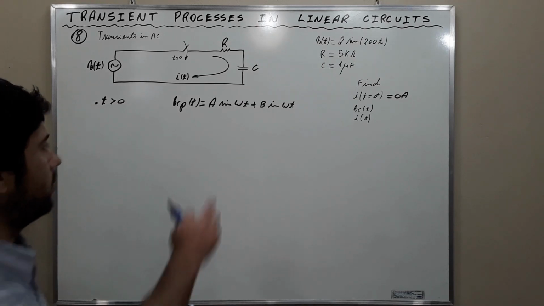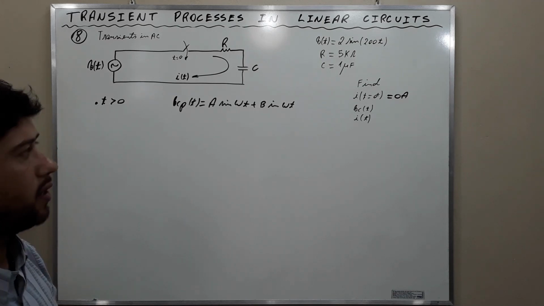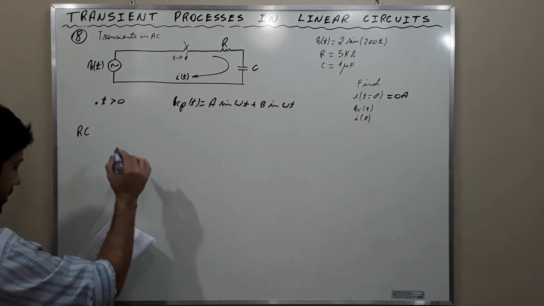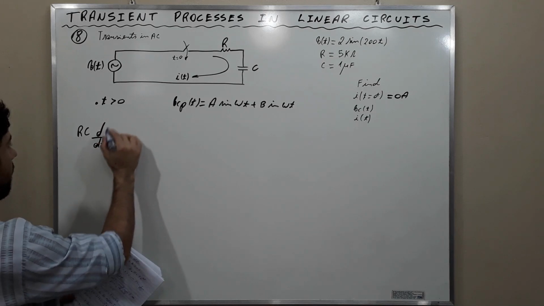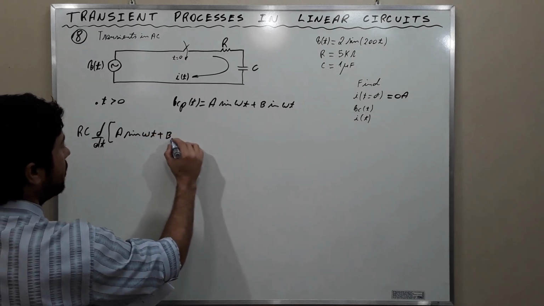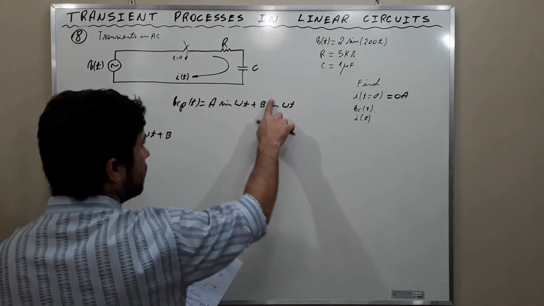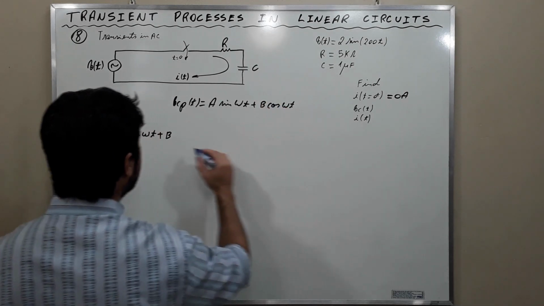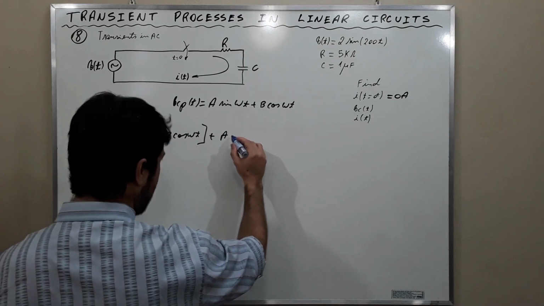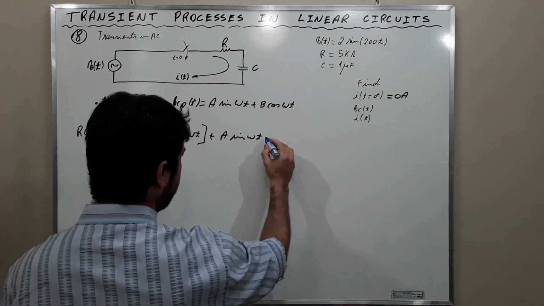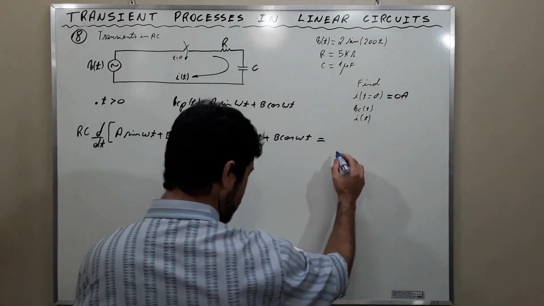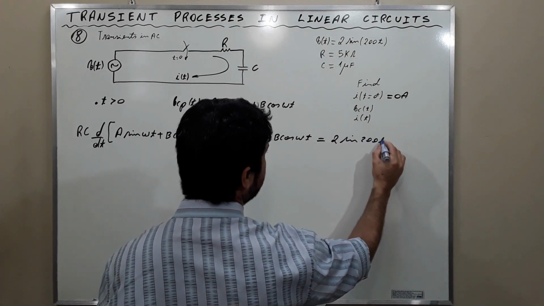Okay? And applying this to the differential equation and making it equal to the forcing term, we get that RC times the derivative with respect to time of A times the sine of Wt plus B times the cosine of Wt, plus A times the sine of Wt plus B times the cosine of Wt, equals 2 times the sine 200t, okay?